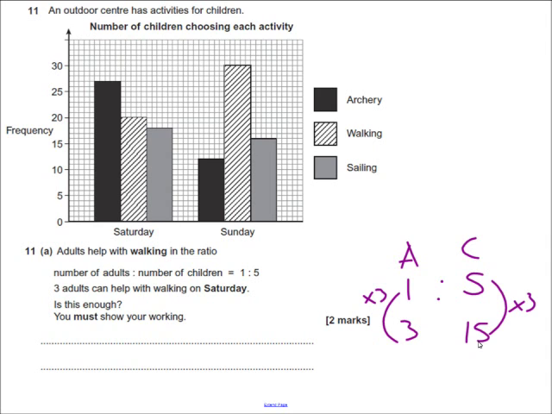When we go to Saturday and look at walking, which is the centre of the 3 bars, it tells us that 20 children want to walk. However, we only have 3 adults. Therefore, no, we do not have enough. And what you'll need to do is write an explanation of why, because 20 children want to walk on Saturday and we only have 3 adults to look after them. And 3 adults can only look after 15 children.